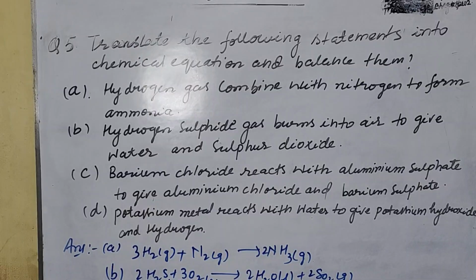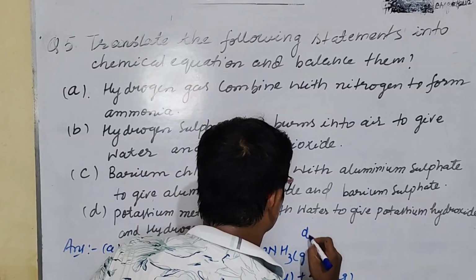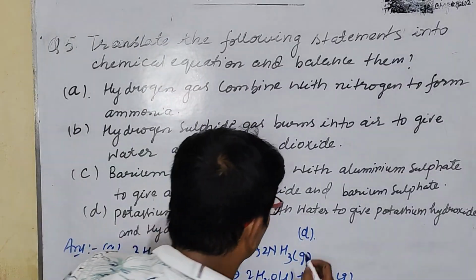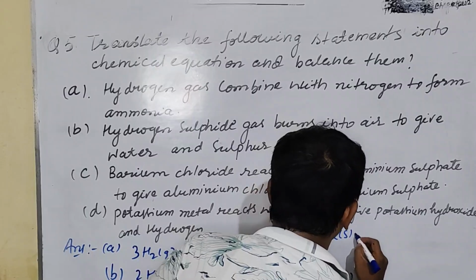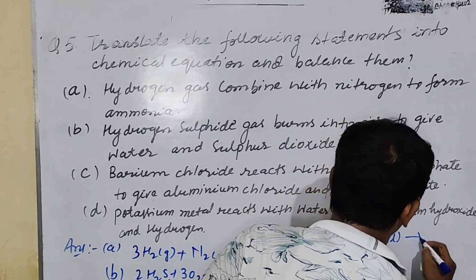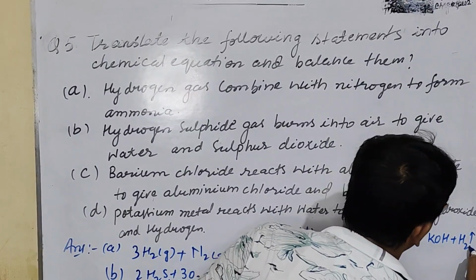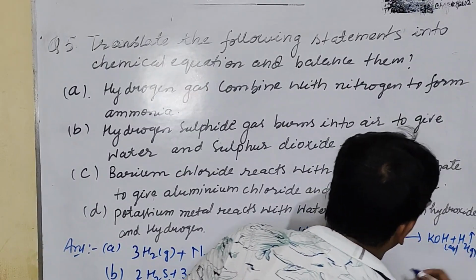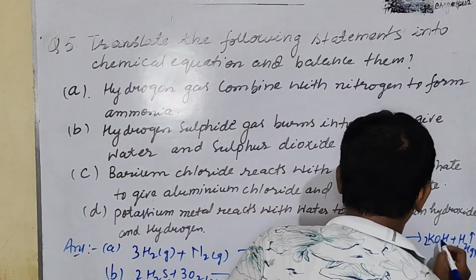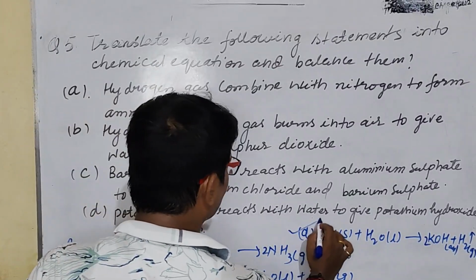After that, we are going to take the reaction of D number. D number is potassium metal reacts with water: 2K plus water H2O liquid gives potassium hydroxide plus hydrogen gas, that is in the aqueous form. That is all about the reactions. This is one number, this is second, third, and this is fourth.